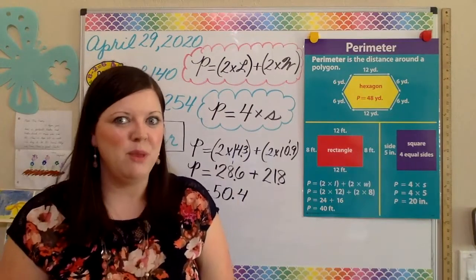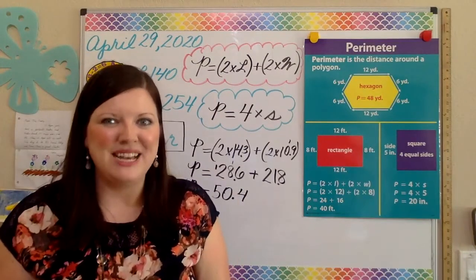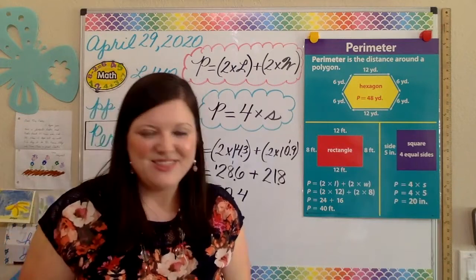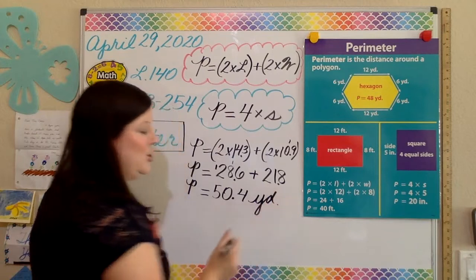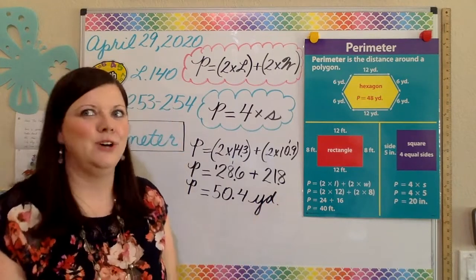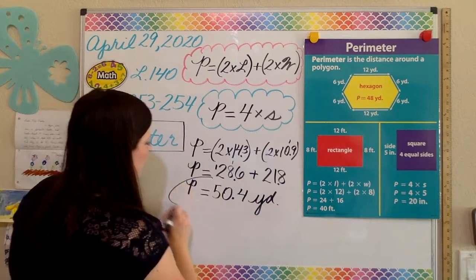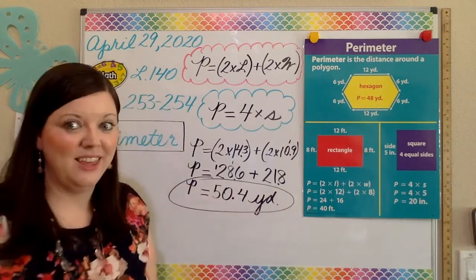50.4 what? Remember, every story problem must end with a label. This is yards. If you know the abbreviation, you can write that. If not, you'll have to write out the whole thing. But I think you know it.